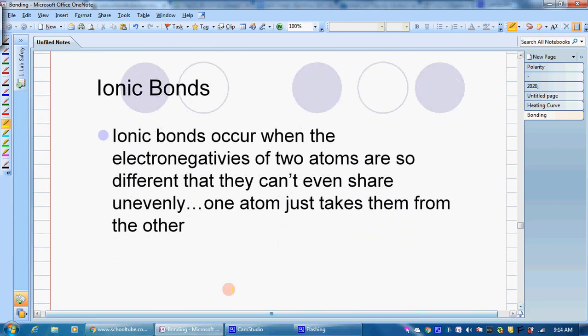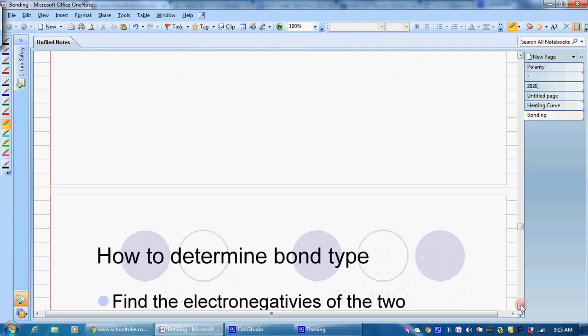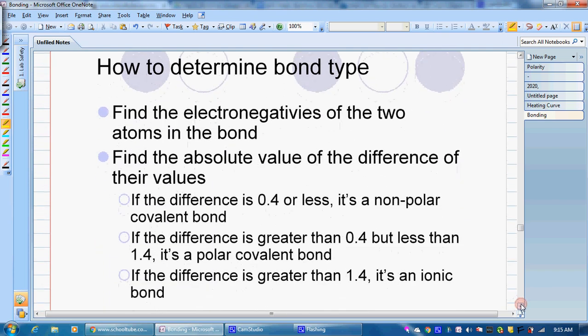Ionic bonds, again, we don't share. But we could see that the electronegativities are going to be very different between a metal and a nonmetal, so those differences are pretty great. So how do we determine our bond type? We can look at electronegativities. We've got a table in our book, you can look them up, and sometimes you're just given them on a worksheet that you're doing.